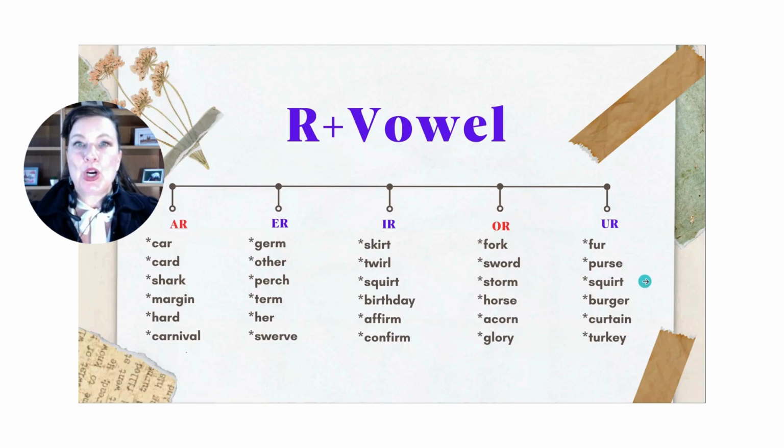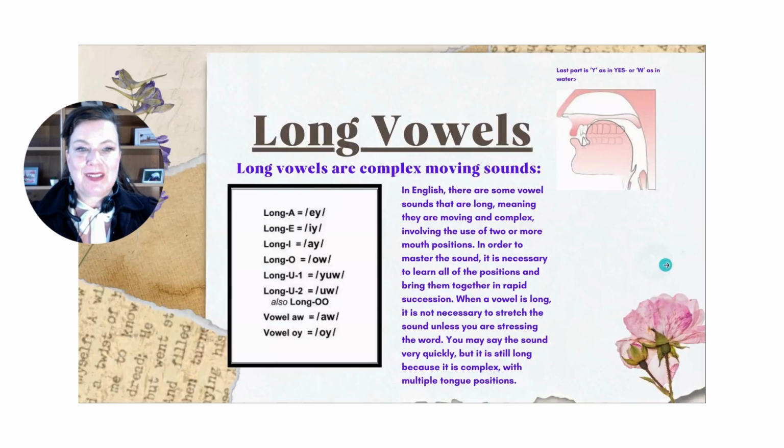And now squirt, squirt. Have you got it? So we lose that vowel, we just hear that R sound, that rhotic R sound. Great. Long vowels is another way that we need to clarify the pronunciation of the American English sound.